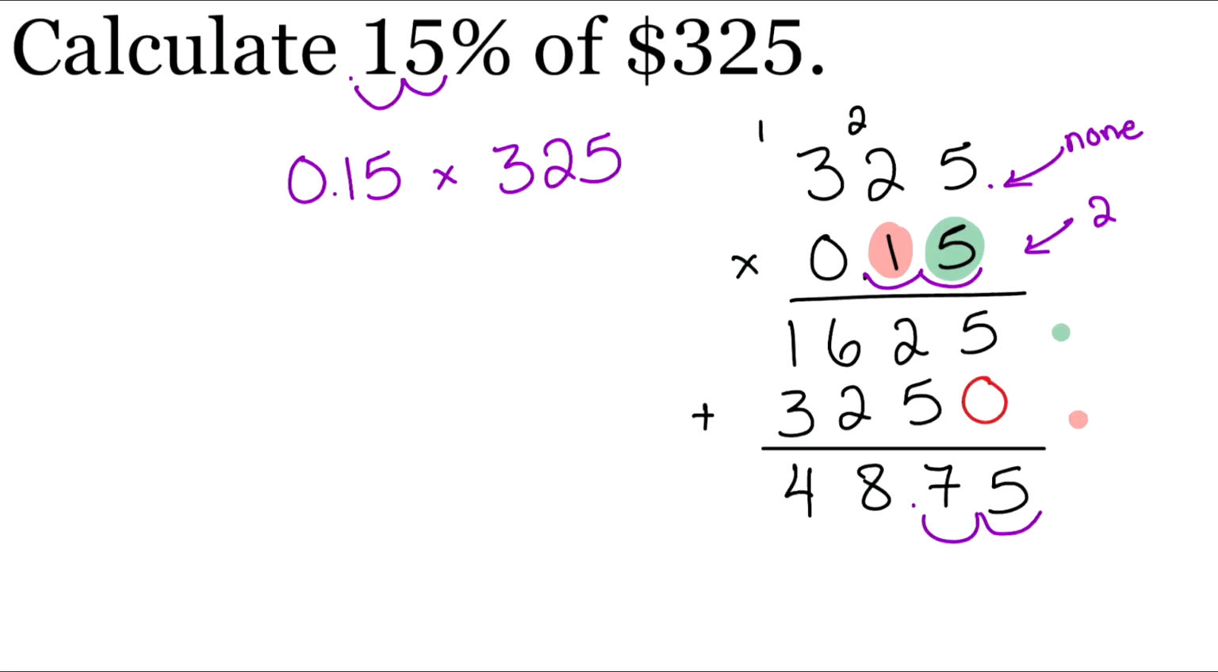So the answer here, 15% of 325 ends up being 48.75. If this was money, $48.75. And there we are. Who here is feeling a little more confident in dealing with all these rules that we're throwing your way? Are we feeling a little better about being able to handle that?